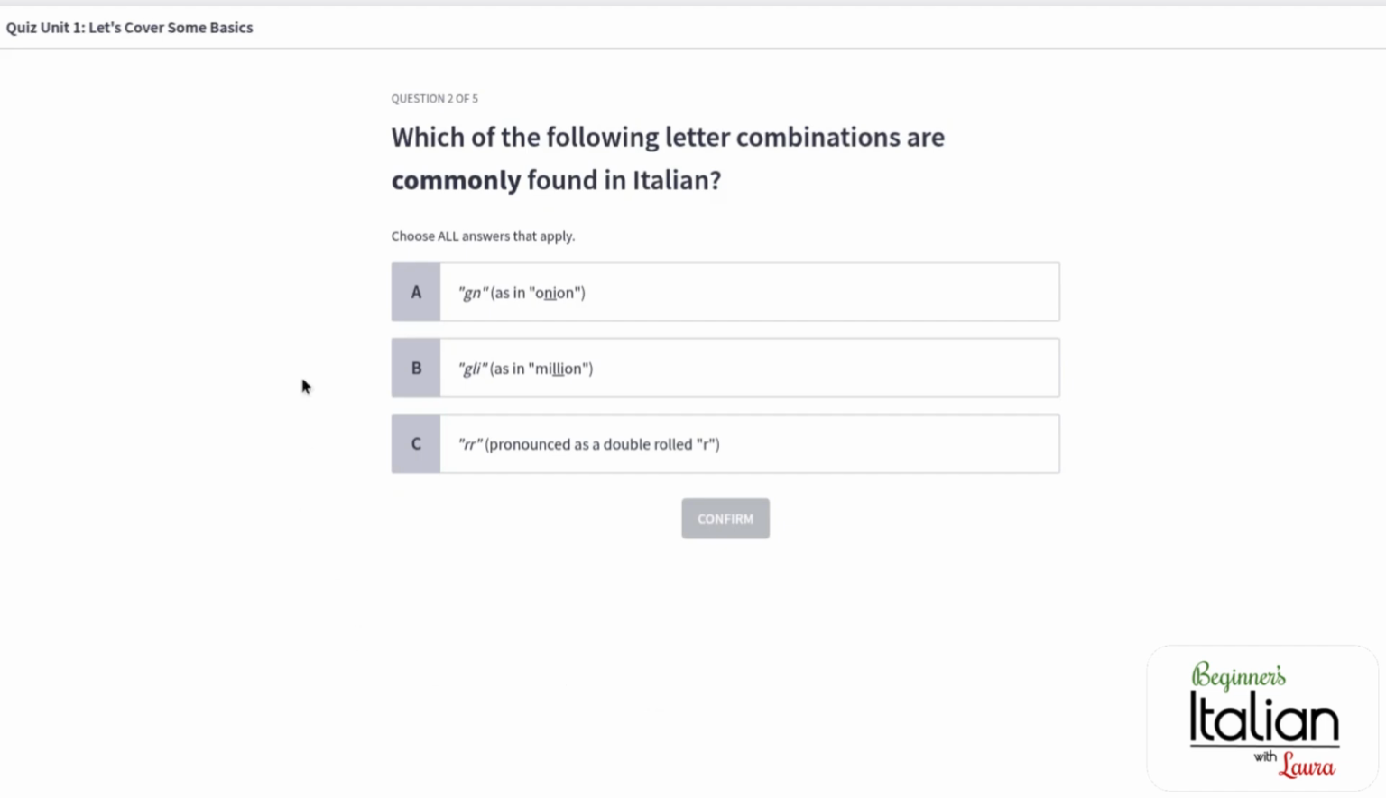Okay, number 2. Which of the following letter combinations are commonly found in Italian? Choose all answers that apply. So we have letter A, GN, as in onion. Letter B, GLI, as in million. Or letter C, RR, pronounced as a double rolled R.